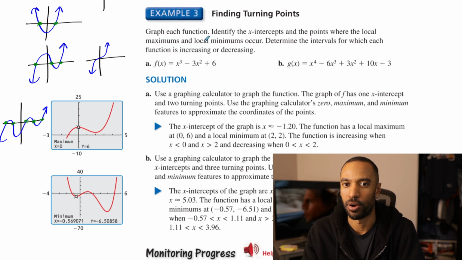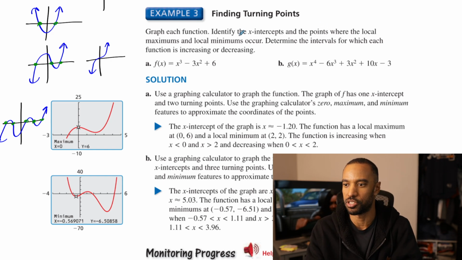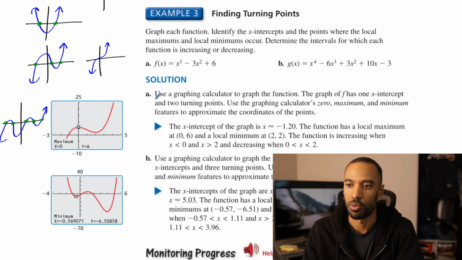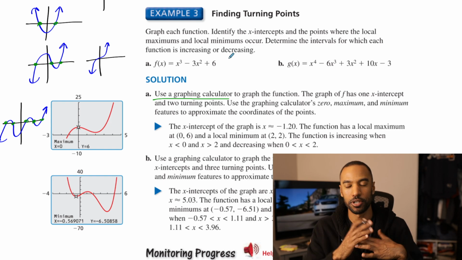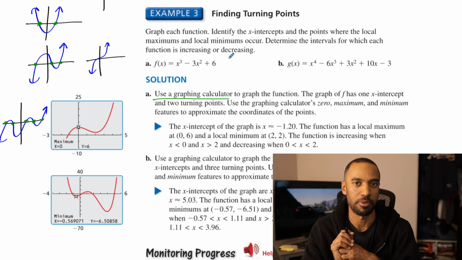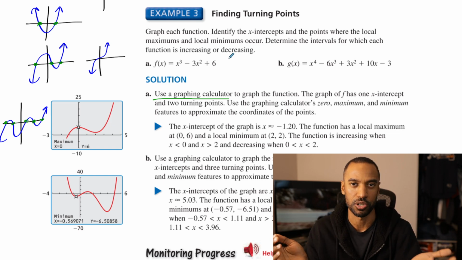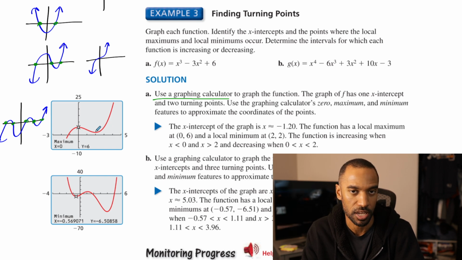All right, to find turning points, we'll graph each function, identify the x-intercepts and the points where the local maxes and mins occur, and determine the intervals for which the function is increasing or decreasing. So they say straight up, use a graphing calculator. When we have standard form equations, unfortunately, it doesn't look like we're going to get deep into the factoring of these. That's what I wish we would have done, but they're going to go more for some irrational solutions and talk more about how you need to use the graphing calculator for the maxes and mins anyway.